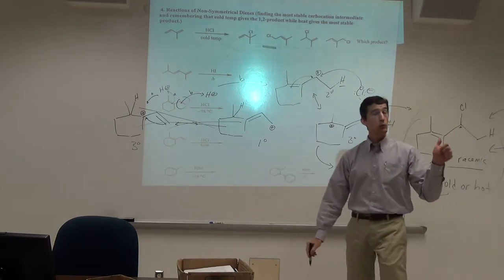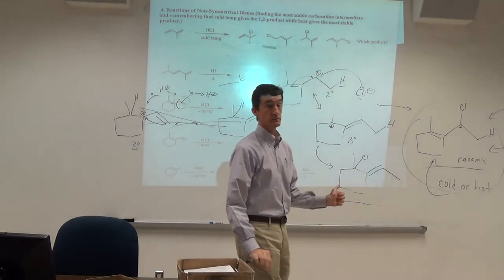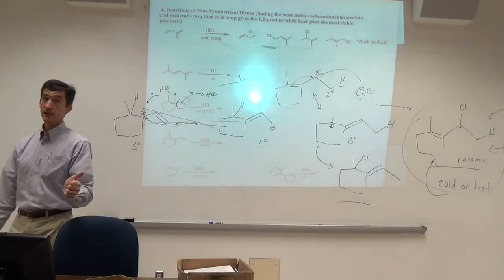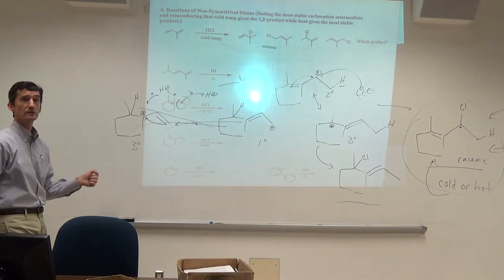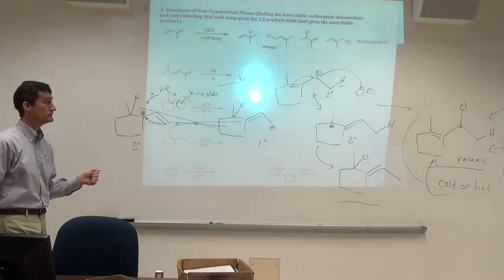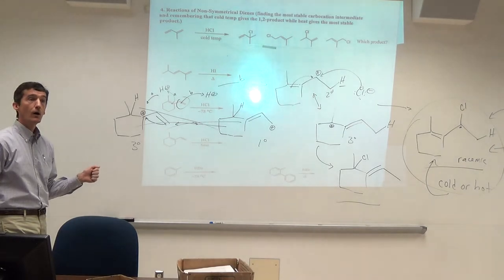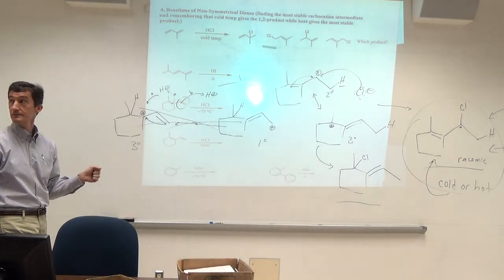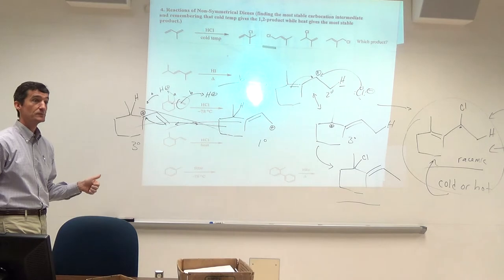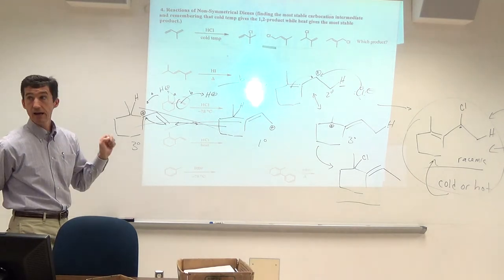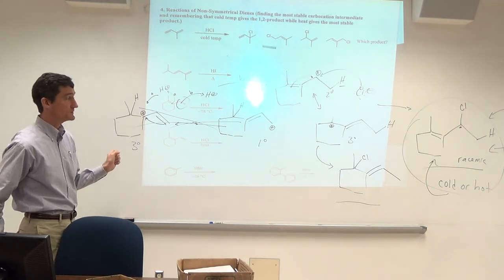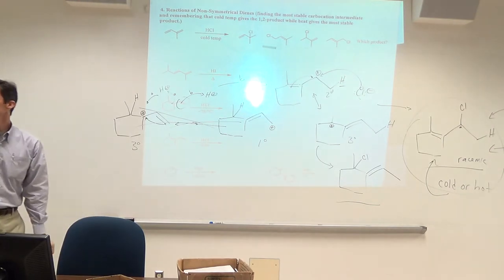This is an example of the 1,2 product being the most stable. Remember I told you, the 1,4 product is usually the most stable, but not always. Which product do you get with heat? Most stable. How do you judge which is more stable? Alkene. The more substituted the alkene, the more stable. Tetrasubstituted, more stable.